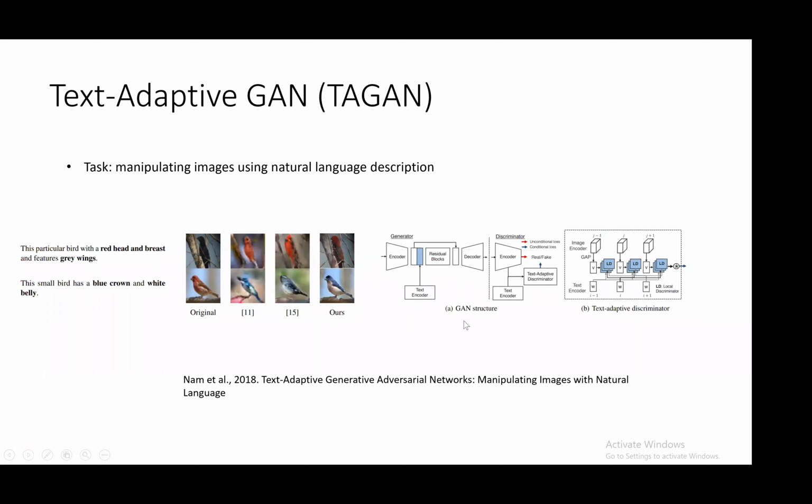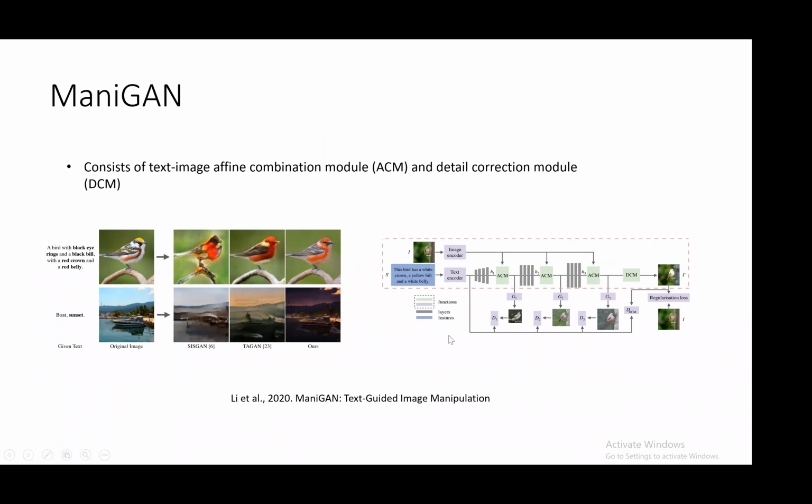We saw that TAILOR is the first one for this task, and actually did quite a good job. And this year we see this ManiGAN. It has two components. First is called the affine combination module, which gives you a rough generation for the whole image, and also it has the detail correction module, which just changes some portion of the image to get the final goal. By doing so, ManiGAN can get slightly better performance than TAILOR.